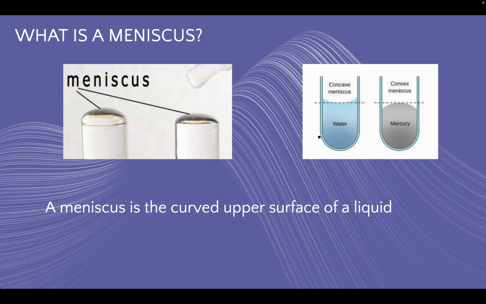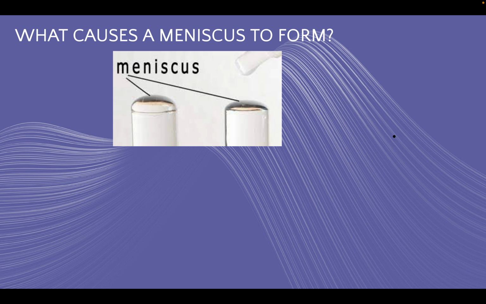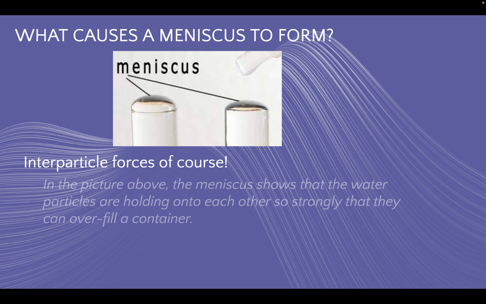And water is not the only material that does it. Mercury does it. Alcohol will do it. Just a property of materials. So what causes a meniscus to form? And the answer is obviously interparticle forces. That's why we're studying them.